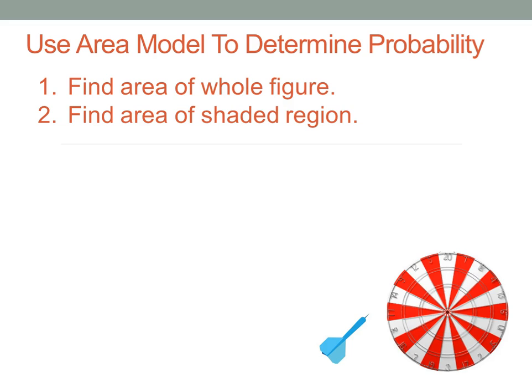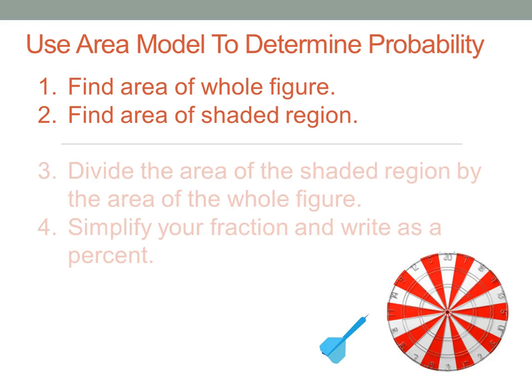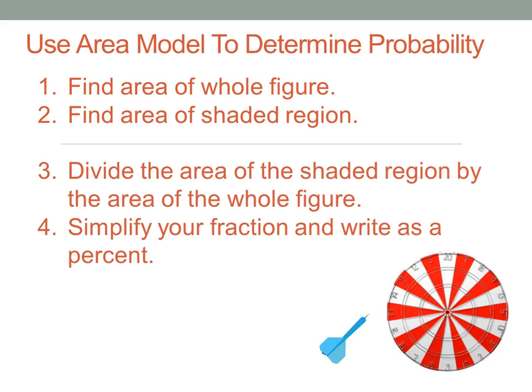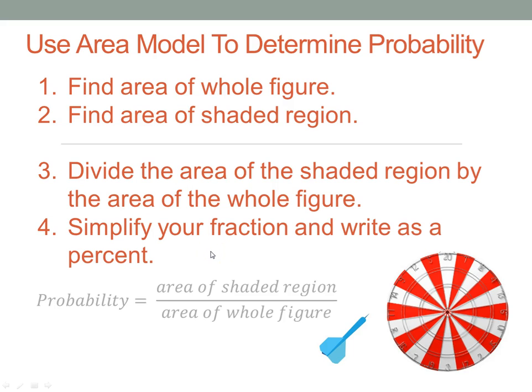We've done that before. Now, to turn that into probability, what we do is we divide the area of the shaded region by the area of the whole figure. All right? Let me say that again. We divide the area of the shaded region by the area of the whole figure. And then we're going to simplify our fraction and then write it as a percent.